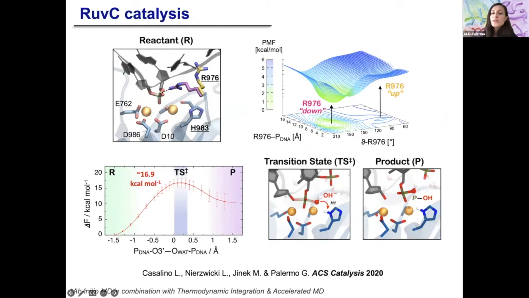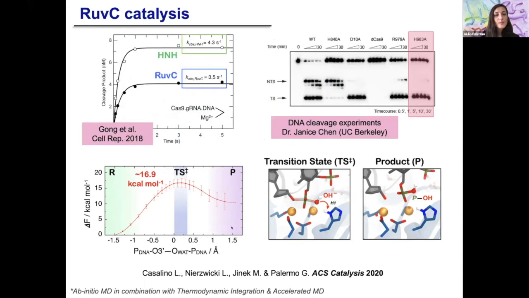So what we observed in our simulations is that an arginine residue that in the crystal structures was found to be in a different position was always pointing toward the scissile phosphate, suggesting a stabilizing role. We also computed the chemical mechanism, revealing an associative mechanism that was also in agreement with previous kinetic experiments, and with DNA cleavage experiments performed by Janice Chen at UC Berkeley.